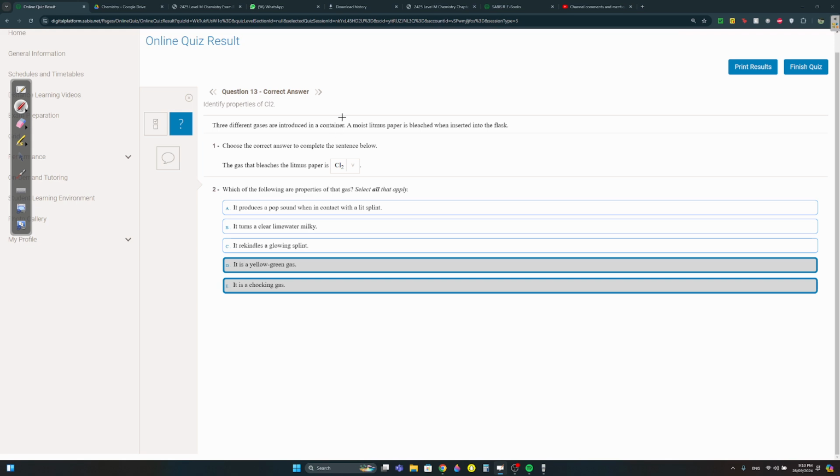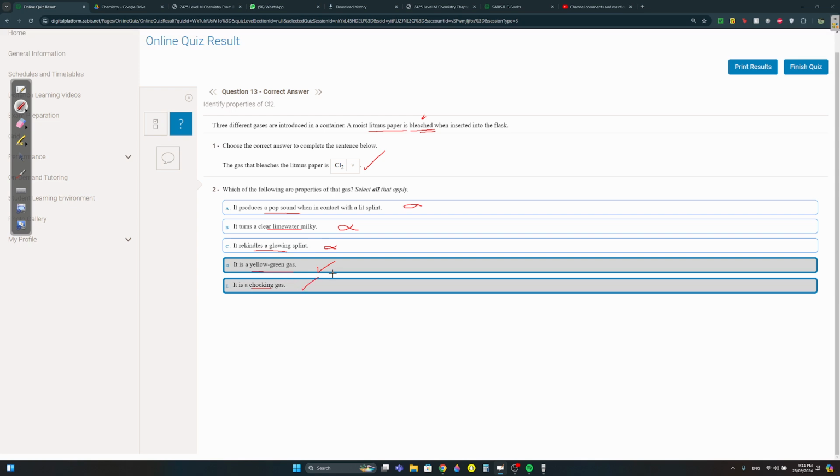3 gases are introduced in a container. A moist litmus paper is bleached when inserted into the flask. Bleached. Cl2. Quickly. Which of the following are properties of Cl2? It produces a pop. No, that's for hydrogen. It turns lime water milky. That's carbon dioxide. It relights a glowing splint or rekindles. That's oxygen. It's yellow-green gas. Yes. How do you have it memorized? Chlorine, yellow-green. They rhyme. Okay.